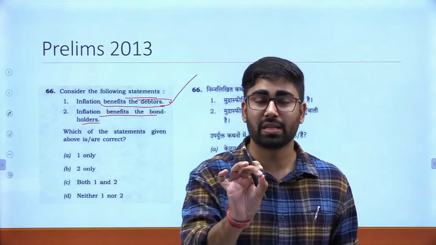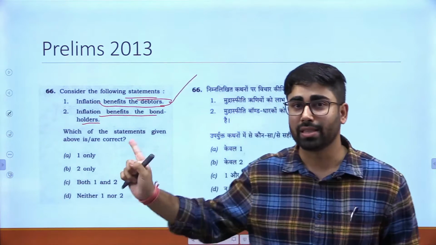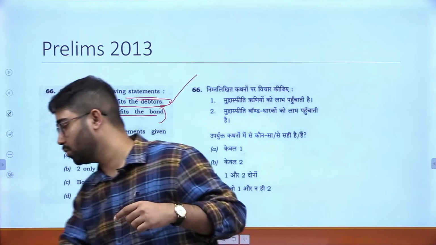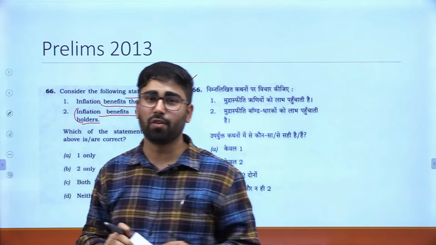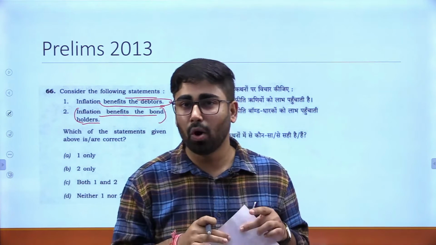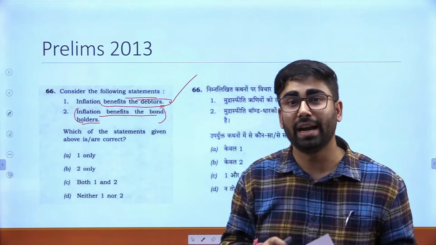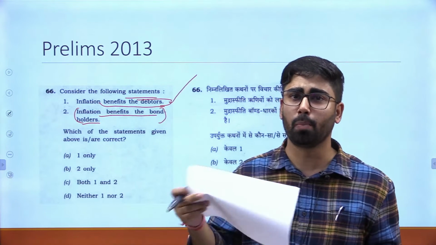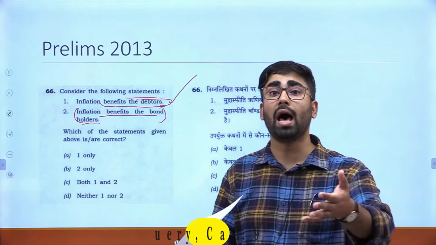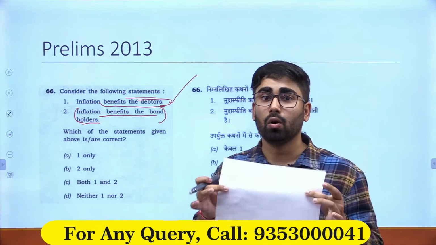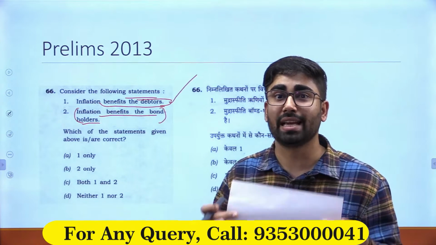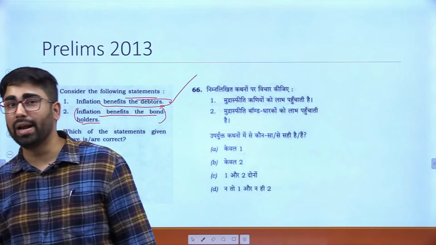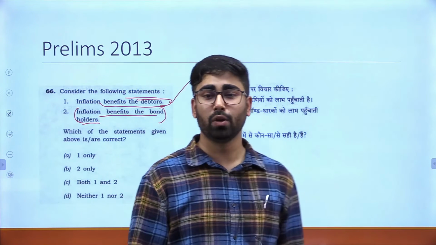And inflation benefits the bond holders. Okay, now this statement, we will understand at a very basic level. What is a bond, student? A bond is a piece of paper on which the price of the bond is mentioned, the interest rate or the coupon rate of the bond is mentioned, and the maturity period is mentioned. So, when you are issuing a bond to someone, it essentially means that you are borrowing money, and the one who is holding the bond is essentially providing you the money.